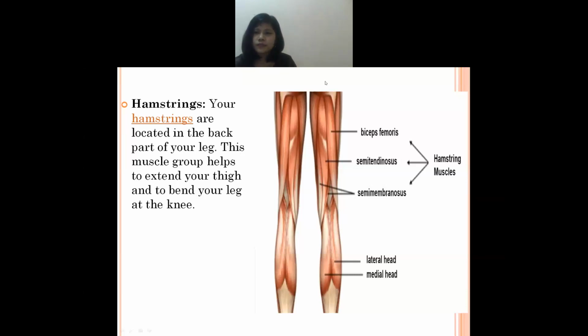Understand? Okay. Did you understand about hamstrings? Yes, ma'am. Okay.